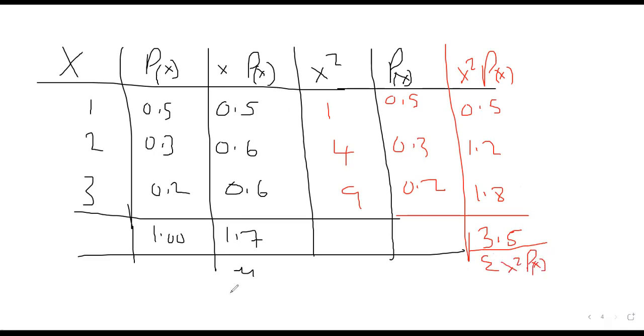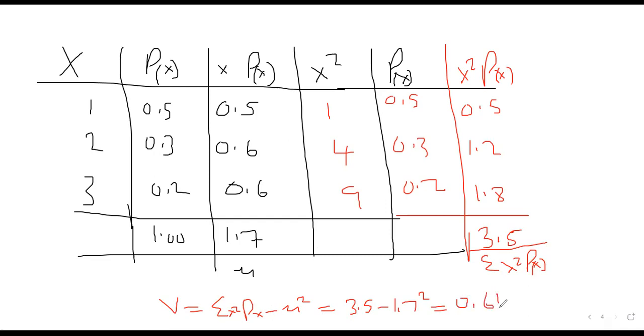So to find our variance, it is simply the sum of x squared px minus the mean squared. So here it will be 3.5 minus 1.7 squared. What do we get? 0.61.